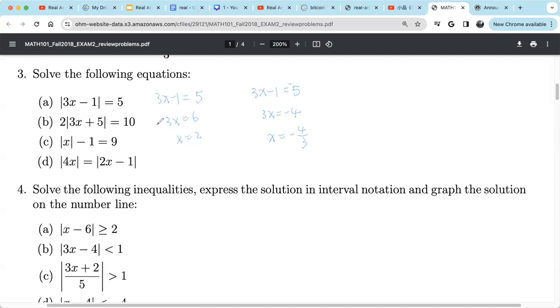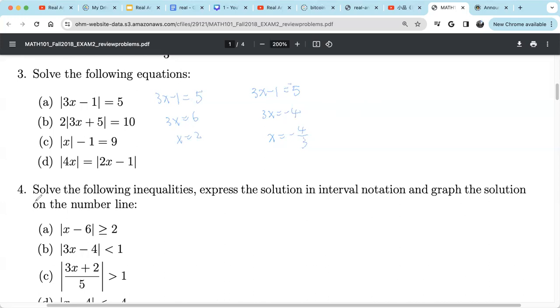We can plug in to check. If x equals 2, 3 times 2 is 6, 6 minus 1 is 5. If x equals negative 4 over 3, 3 times negative 4 over 3 is negative 4. Negative 4 minus 1 is negative 5. The absolute value of negative 5 is 5. Okay.